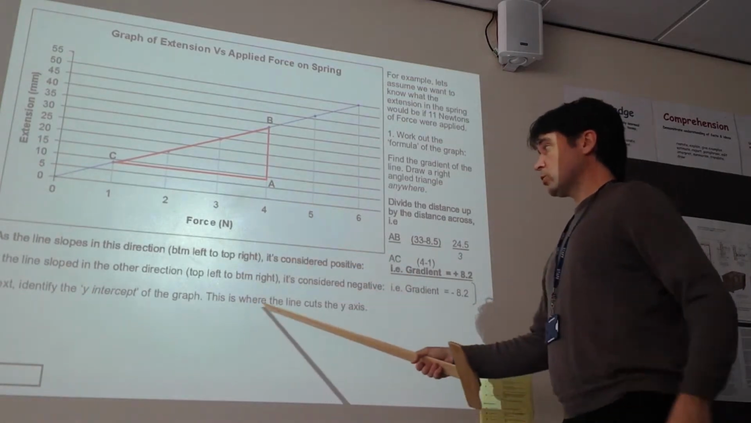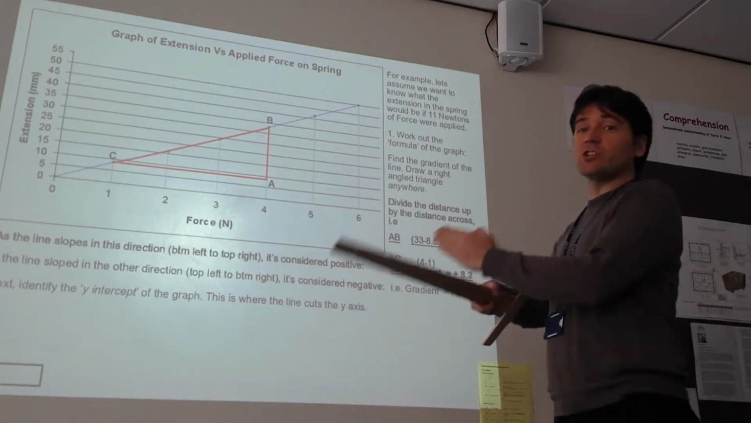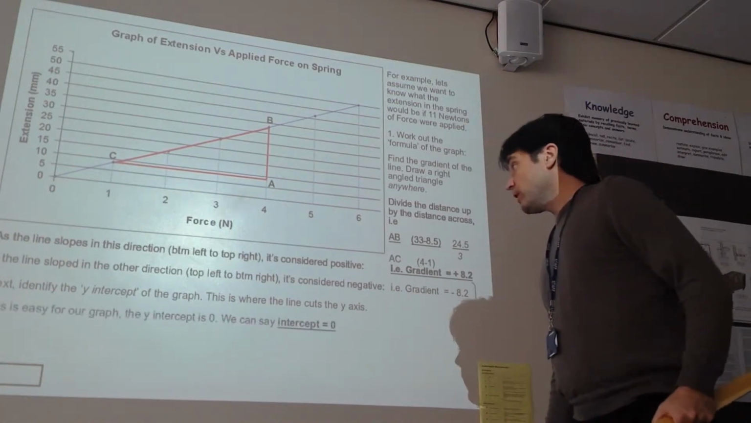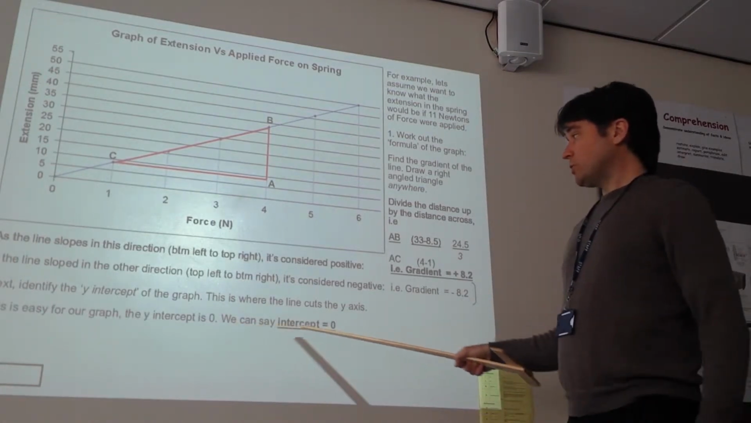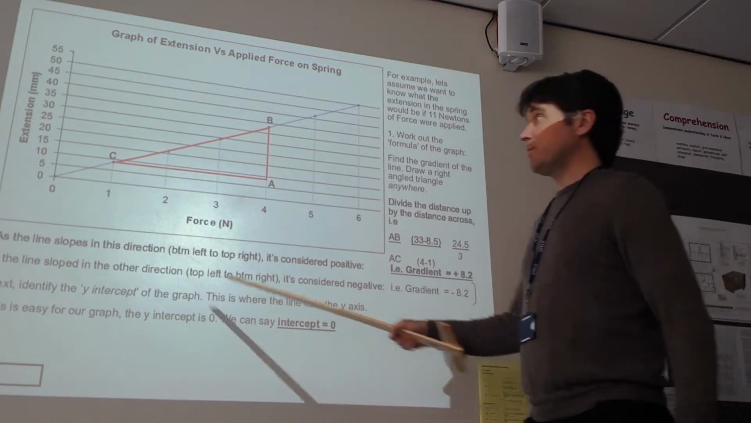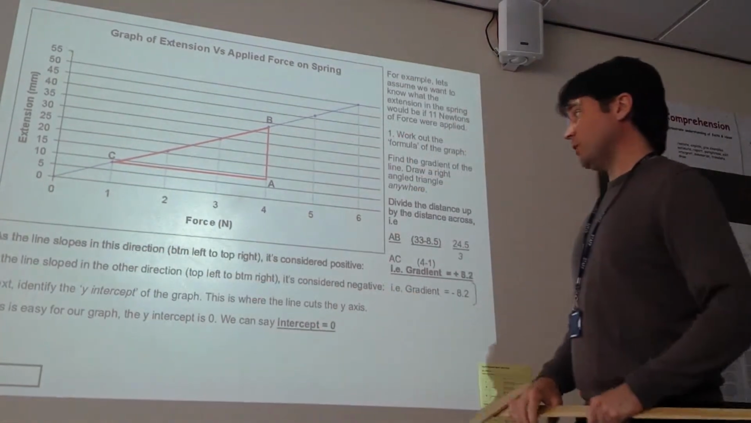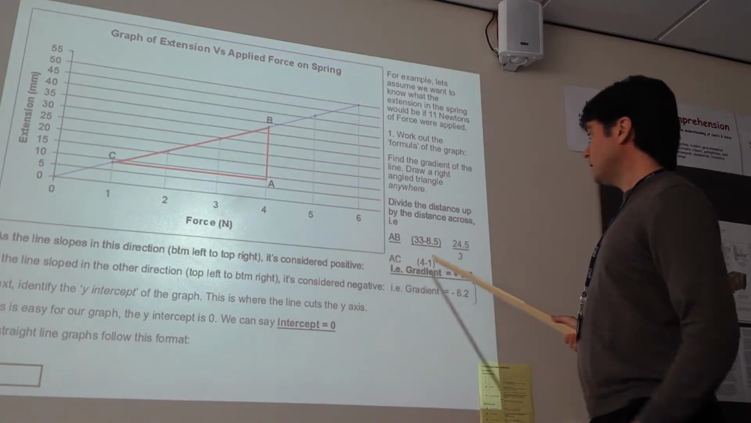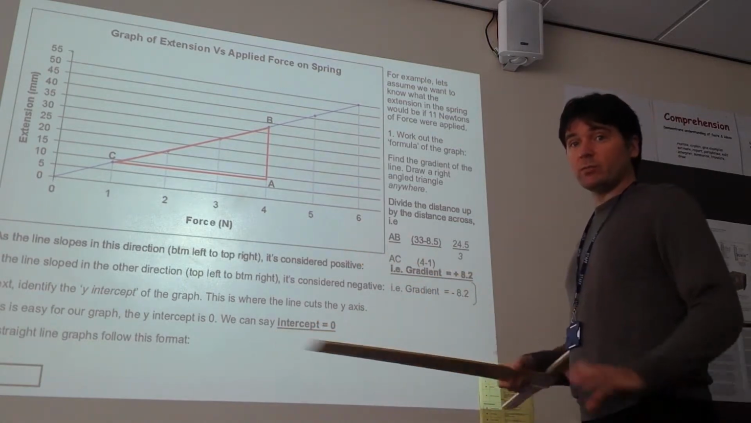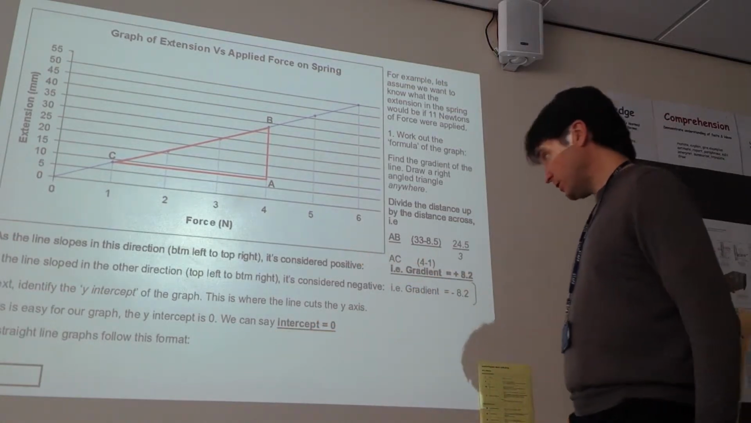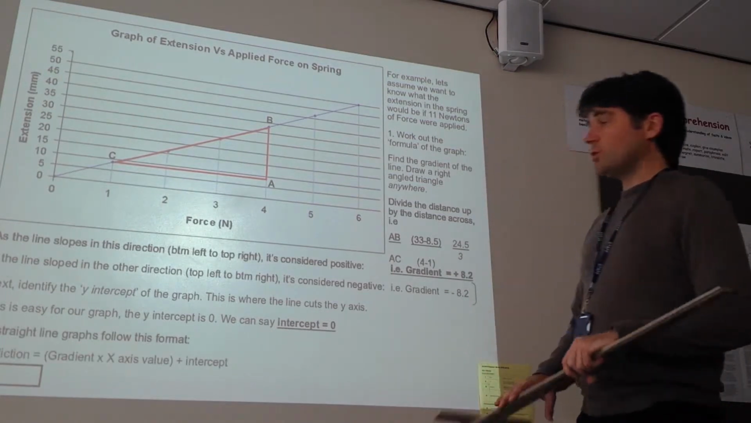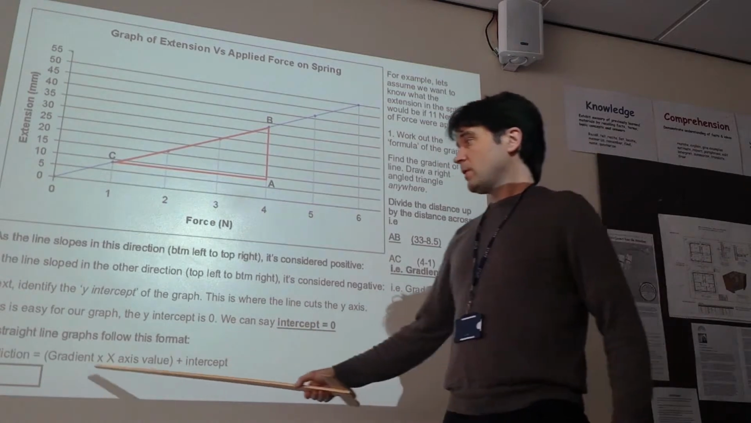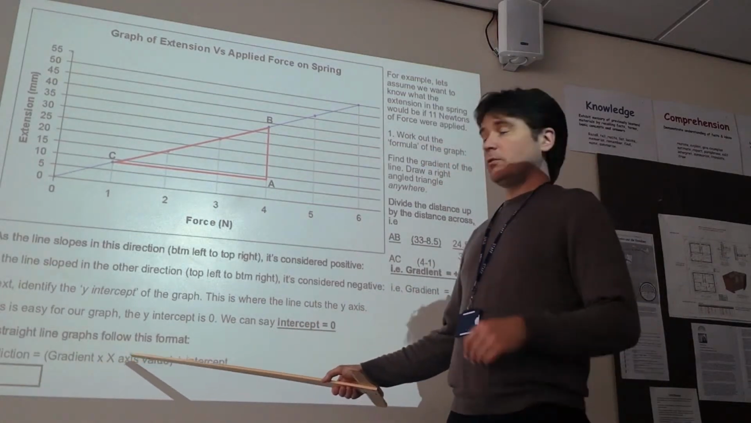This is where it cuts the y-axis, called a y-intercept. In our case, we've already identified our intercept is 0, right? So we know that it's going to be 0 for the number there. So we've worked out the gradient and the y-intercept. The next bit's pretty easy. All straight lines follow this format. Your gradient times by the number you want to know.